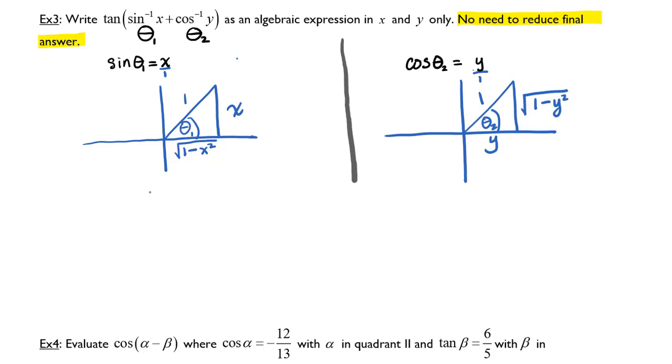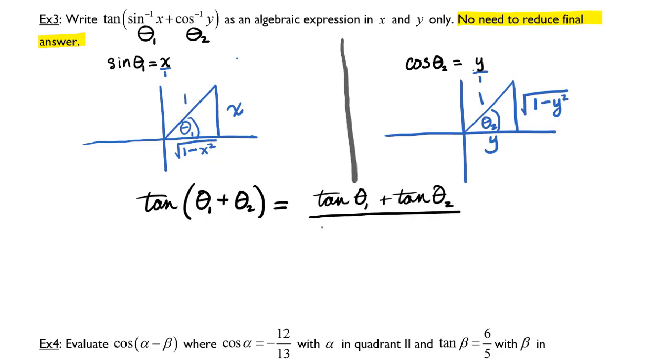Now I'm going to rewrite my tangent as tangent of theta sub 1 plus theta sub 2. And I have an identity for the sum of two angles for tangent. It's tangent of theta sub 1 plus tangent of theta sub 2 all over 1 minus tangent of theta sub 1 times tangent of theta sub 2. And now, this is where I warned you, this was going to be so nice so we don't have to simplify it.